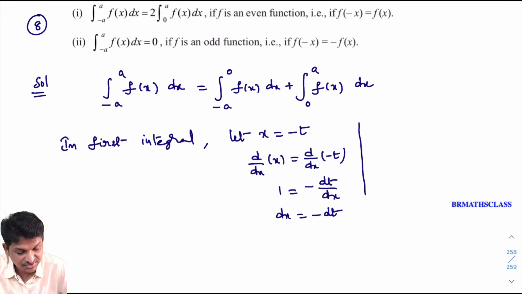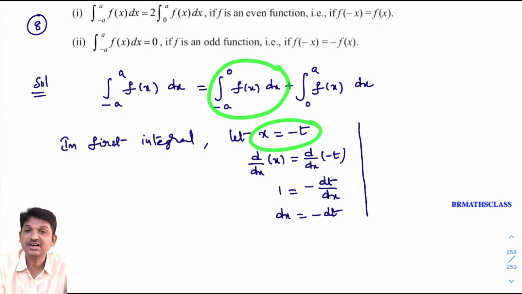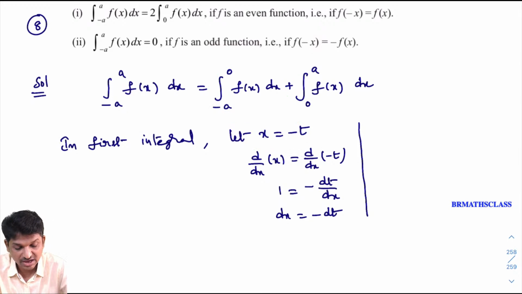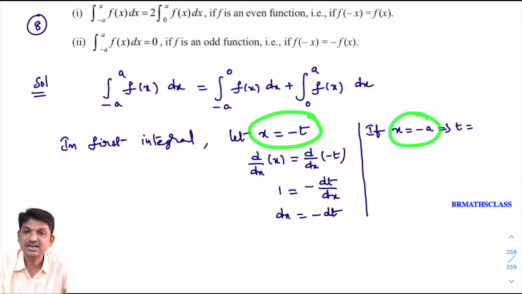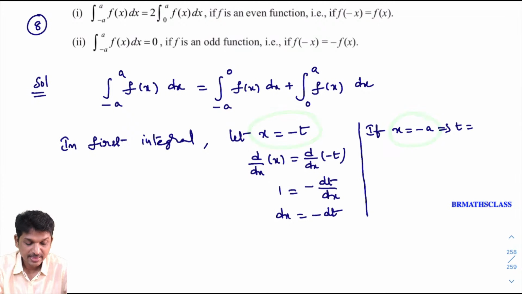In the last exercise, we did definite integration by substitution. Whenever we use the substitution method in definite integration, the limits change. Don't forget that, limits change. Okay, for the first integral, what is there here? Minus a is there. If x equals minus a, then what is t? In this equation, in place of x, you write minus a. Minus a equals minus t. Minus minus will get cancelled. You will get t equal to a.